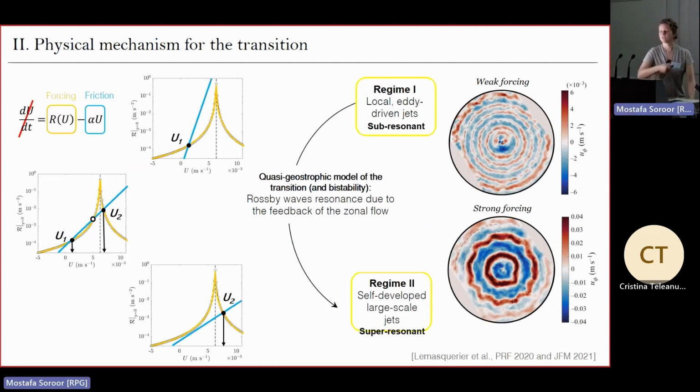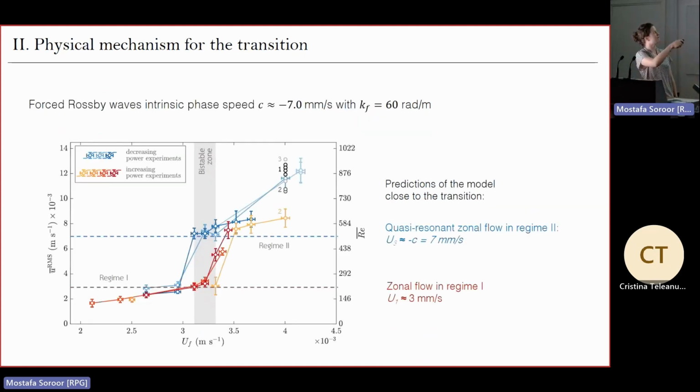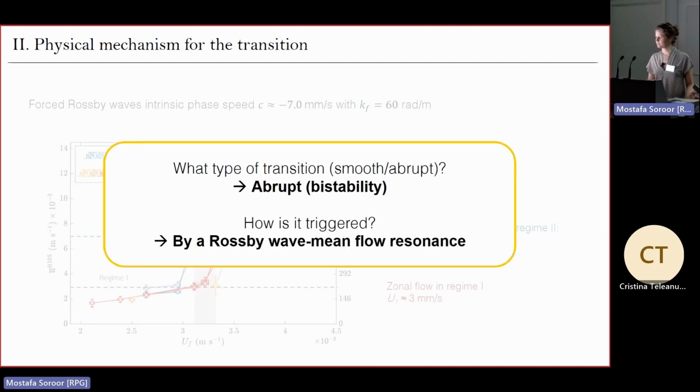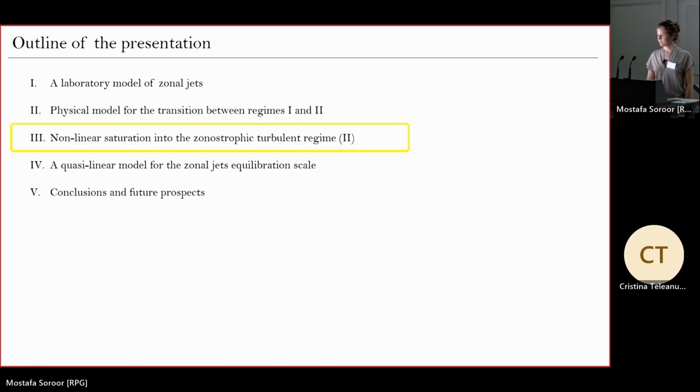And quantitatively, if you look at the values, the amplitude of the zonal flow predicted for the sub-resonant and super-resonant solutions close to the transition, you get values which are consistent quantitatively with what was measured experimentally. So this means that this model shows us, first of all, that the transition that we observed is abrupt because of this bistability. And second, that it is triggered by a resonance of the Rossby waves that are emitted by the forcing, due to the Doppler shift by the mean flow. All right, so this is the model for the transition.